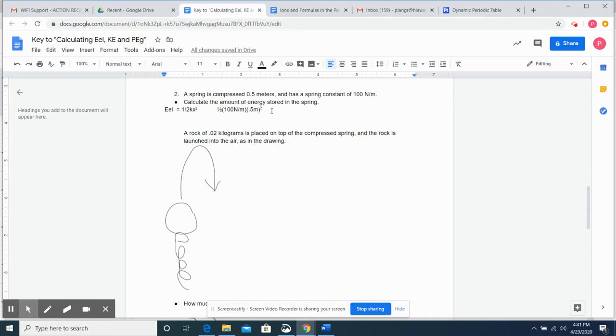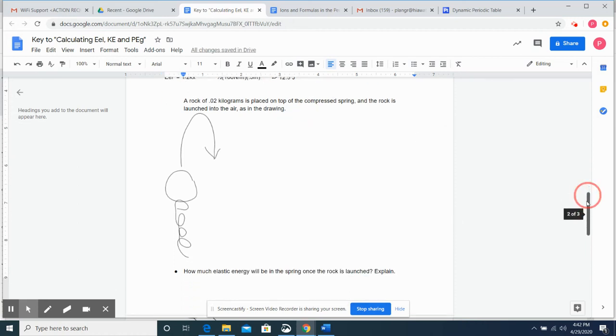To solve that problem, you've got to take the 0.5 and square it. And once you've done that, you have to multiply it times 100. That ends up with 25. And then you have to multiply that times 1/2, or times 0.5. You end up with 12.5. And what was I actually looking for? I was looking for the amount of energy, so that's 12.5 joules. And so now I know the situation on that spring.